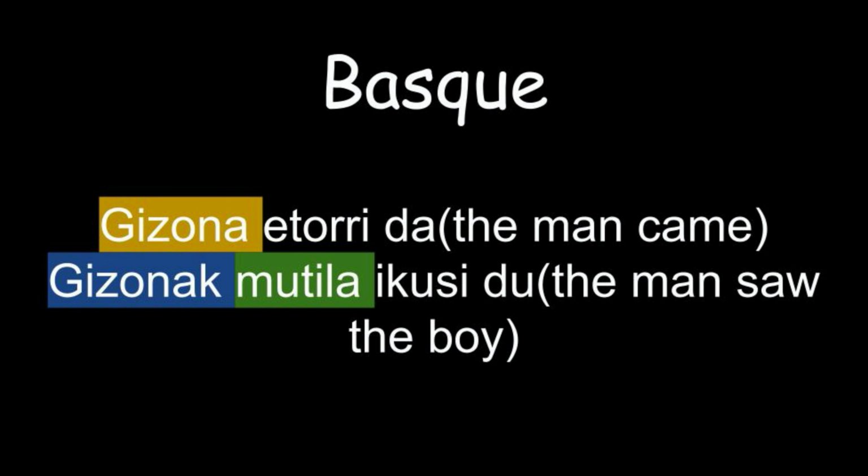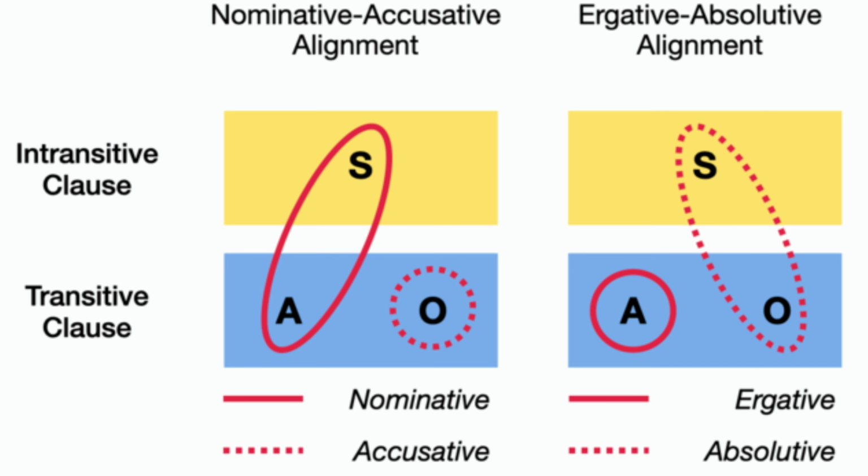The word for the man in the second sentence, gizonak, instead has a suffix of ak, as it is in the ergative case, or the subject of a transitive verb.